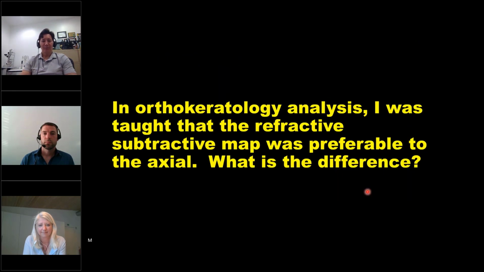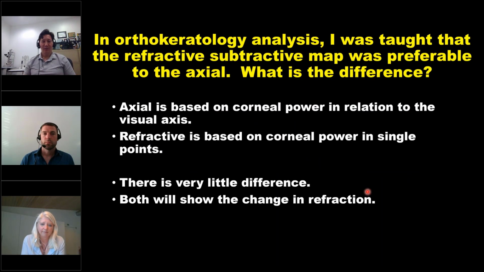Now, along the lines of Ortho-K, this practitioner wrote in: I was taught that the refractive subtractive map was preferable to the axial. What is the difference? So Meta, can you help us out here on this question?